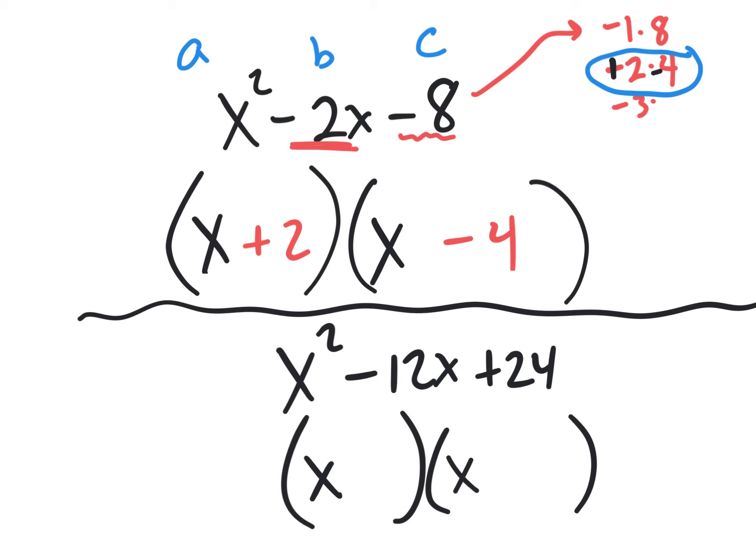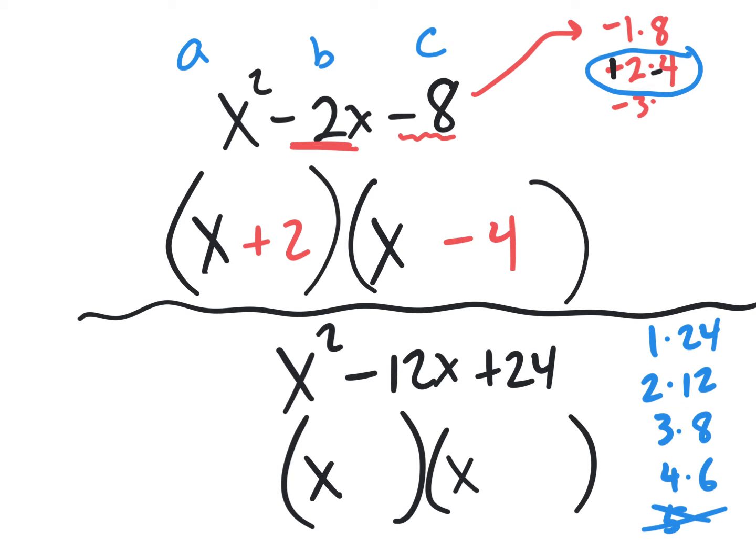Anybody help me out here? What's the next step after setting that up? Thinking of the multiples of your c value, which in this case is what? 24. So let's make a list of the multiples of 24. I always start with 1, like 1 times 24. Or 2 times what? 12. Or 3 times what? 8. Or 4 times what? 6. Or 5 times, oh, that doesn't work. Okay, so forget about that one. So there are all your multiples of positive 24.